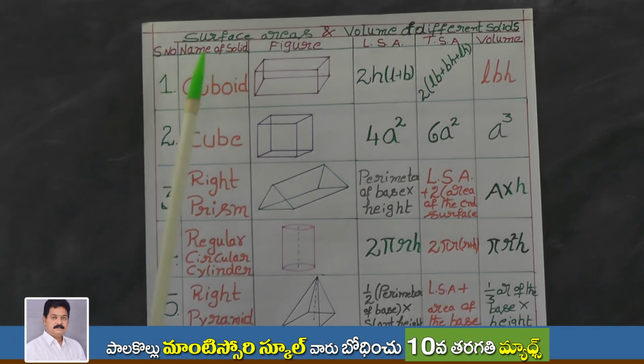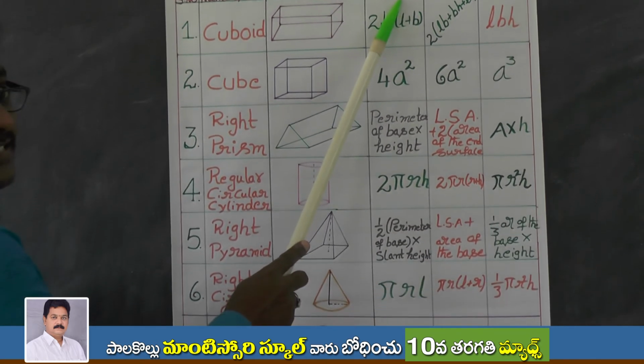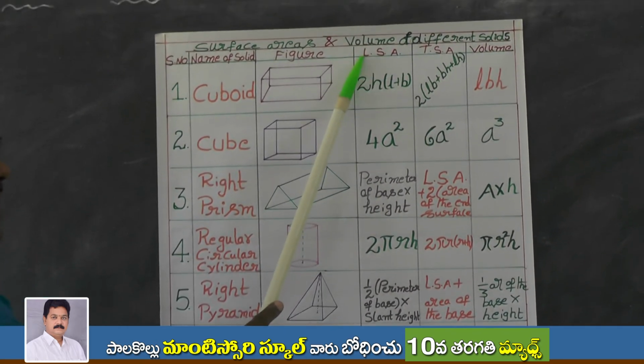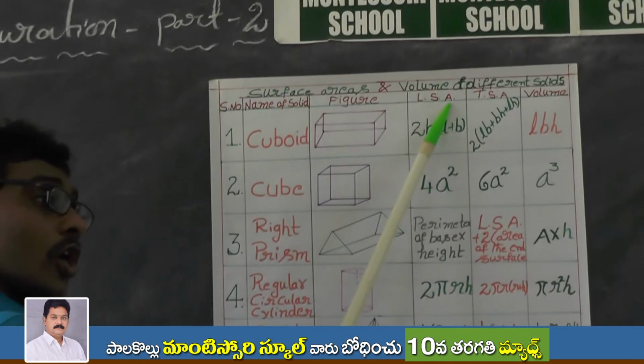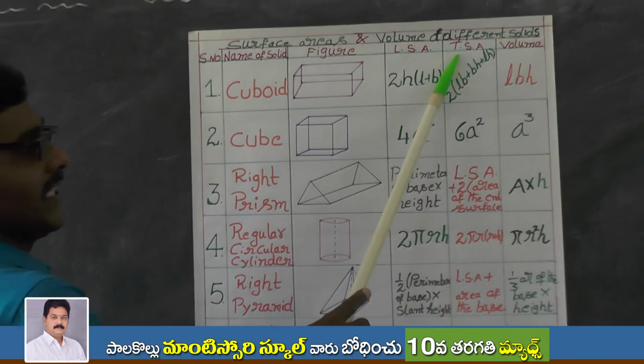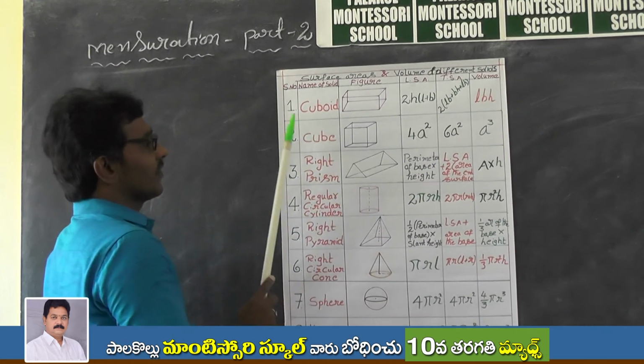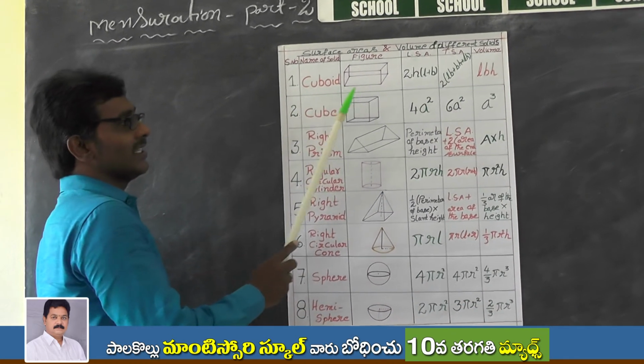So the columns are serial number, name of the solid, figure, lateral surface area, LSA means lateral surface area, and I have taken that place as curved surface area. It's no problem. TSA means total surface area, and volume. So the first one, cuboid, is like this.